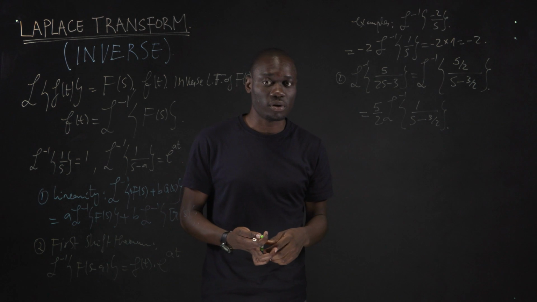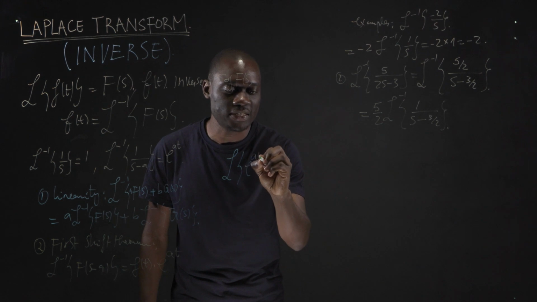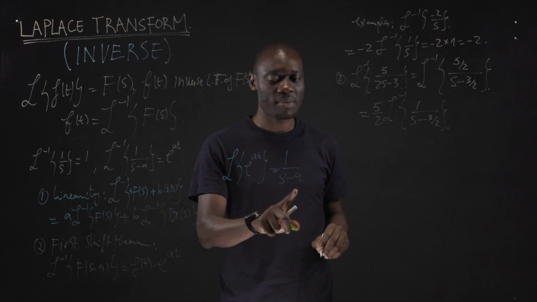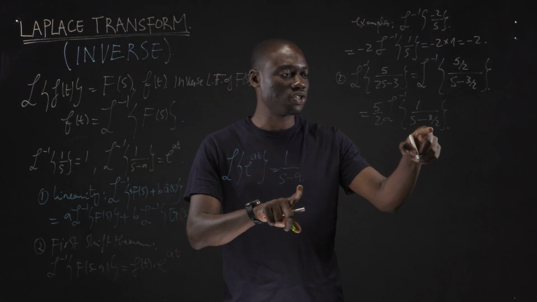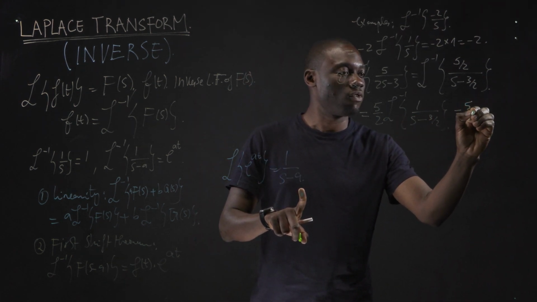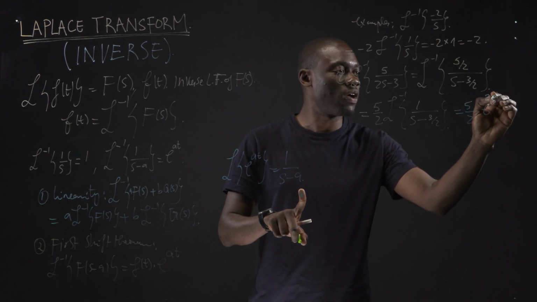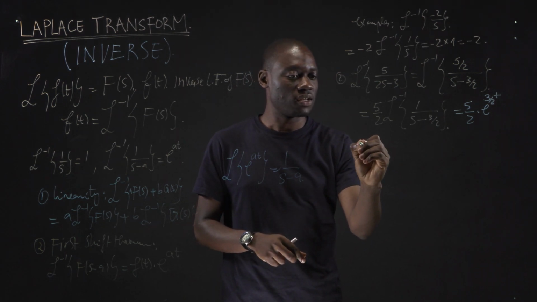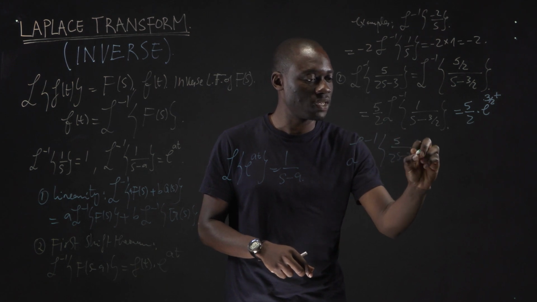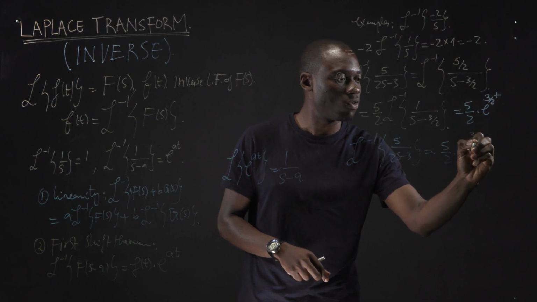Now, if you check your table, you will see that the Laplace transform of e to the at is 1 over s minus a. So I can quickly see that by identification, my a will be 3 over 2. So the inverse will be a function of exponential. It will be 5 over 2 times exponential 3 over 2 t. So the inverse Laplace transform of 5 over 2s minus 3 equals 5 over 2 times exponential 3 over 2 t.